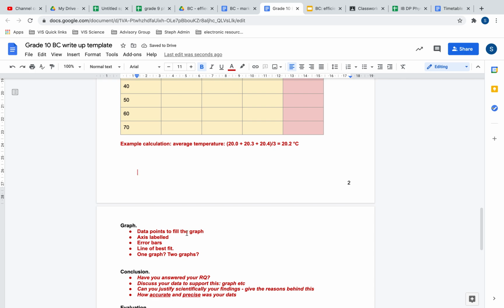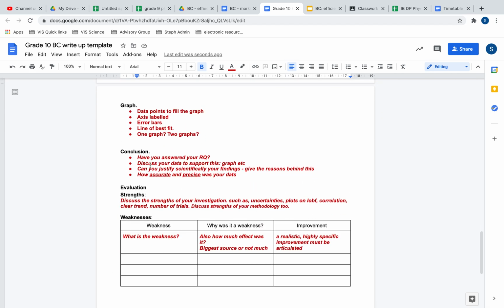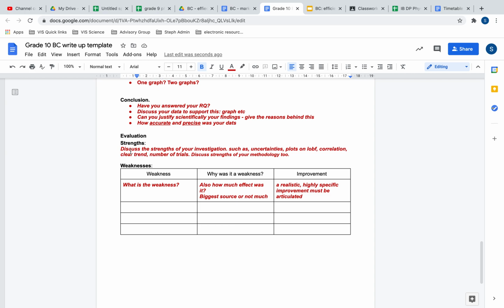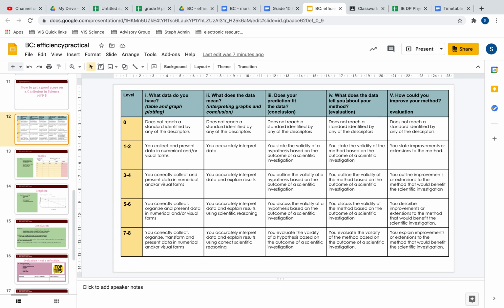We then have the graphs. Again, nice, neat graphs. Your graph should be filling across, especially the whole width, so they're normally about half a page. Your conclusion, make sure you have put it into those little paragraphs, so those 2 or 3 paragraphs there. And then evaluations, I generally do a paragraph for strengths and weaknesses. I use the table just because it makes sure I've given the improvement for the weakness and I've explained why the weakness is in there. If we go back, you can see that the evaluation counts for 2 parts. So here you evaluate the validity of the method and you explain the improvements or extensions to the method.